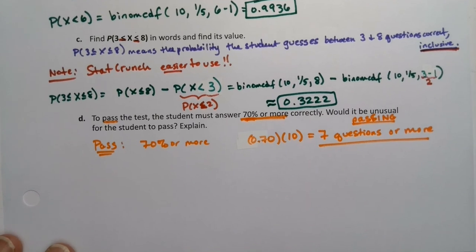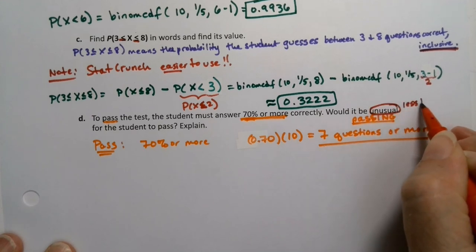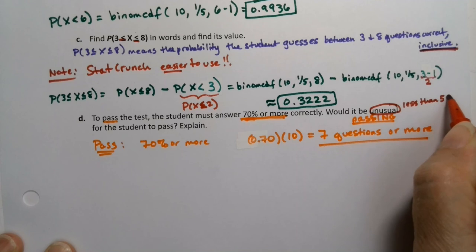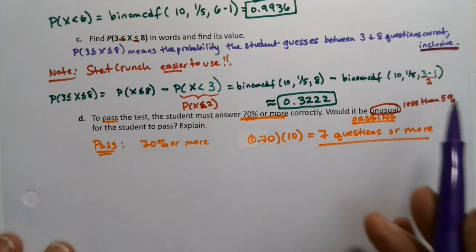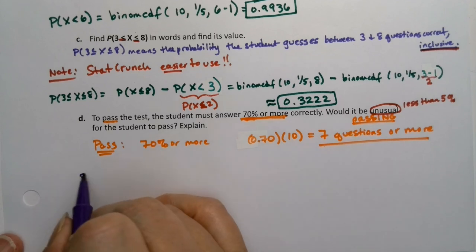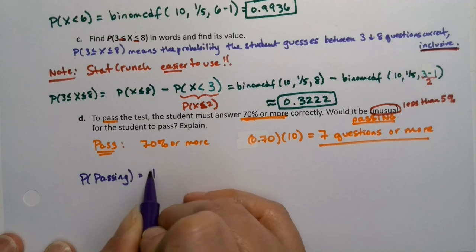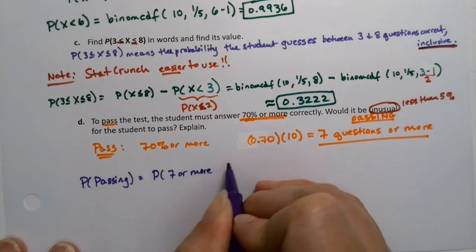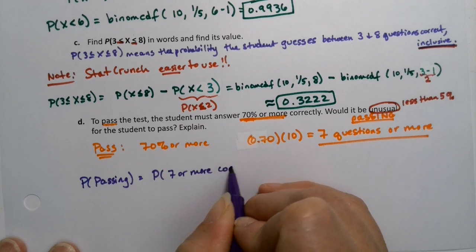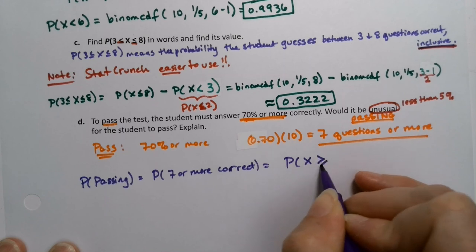Okay, so then would it be unusual to pass? Well, unusual, this little word right here means less than 5%. And I think the answer is going to be yes, but let's prove it. So is it unusual? We need the probability to be able to compare. So I need the probability of passing, which is the probability of 7 or more correct, which is the probability that x is greater than or equal to 7.